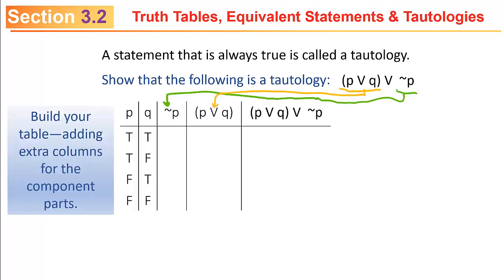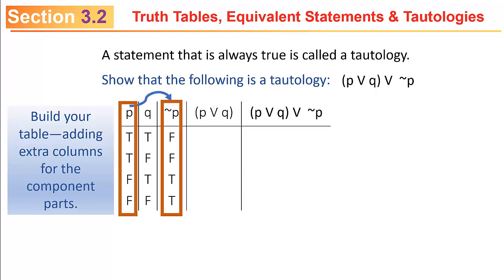Add the extra columns. Remember, you're going to start out with a P column and a Q column with every possible combination of true and false. You notice up there there's a not P inside of the whole statement, so you make a not P column. And then on the left there's a P or Q, so you'll make a P or Q column. And then you'll want a column at the end that encapsulates the entire statement. And from there you just move from left to right. So I'll start off, I form the not P column by taking the opposite truth value of the P column.